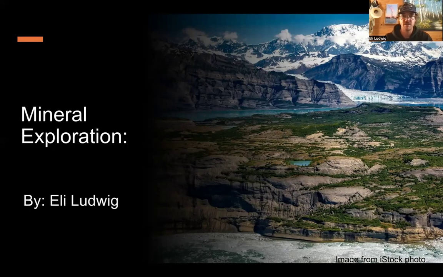All right, so my name is Eli Ludwig, and for my informative visual aid speech, I wanted to talk a little bit about mineral exploration. So I am studying geologic engineering here at UAF, and as part of that, I've taken a few classes on mineral exploration and kind of wanted to share about what it is and what it looks like specifically here in Alaska. So in this speech, I'm going to be talking about what is mineral exploration. I'm going to be talking about the different stages of mineral exploration, the techniques for doing it, and a case study on mineral exploration here in Alaska.